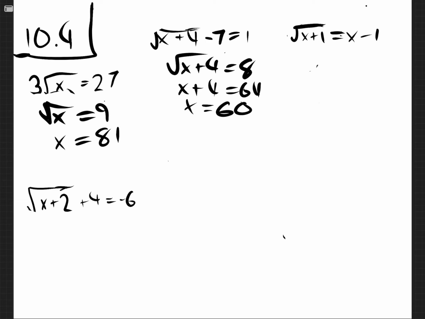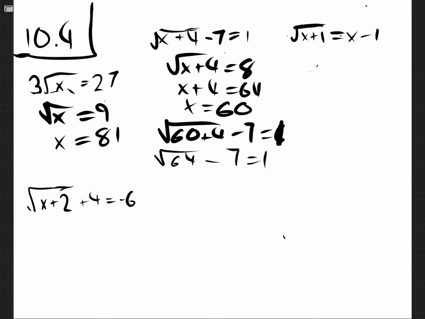So let's plug it in. Square root of 60 plus 4 minus 7 equals 1. So 60 plus 4, so we have square root of 64 minus 7 equals 1. And then 8 minus 7 equals 1, which is true. So this is correct. X equals 60.